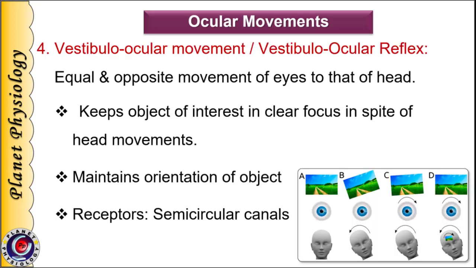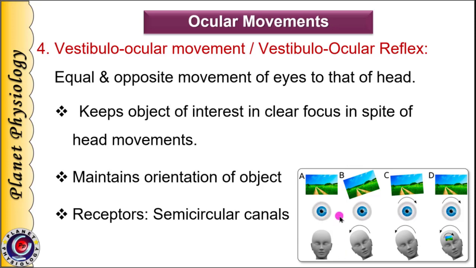The last type of movement is vestibulo-ocular movement or vestibulo-ocular reflex, which is abbreviated as VOR. It is the reflex movement where head movement initiates movement of eyes in equal proportion but in opposite direction. That is, eyes move in equal and opposite direction to that of head. This allows object of interest to be in clear focus with proper orientation in spite of head movements. Vestibular apparatus detects the head movement and sends signals to the extraocular muscles via medial longitudinal fasciculus. This initiates eye movements in the opposite direction.